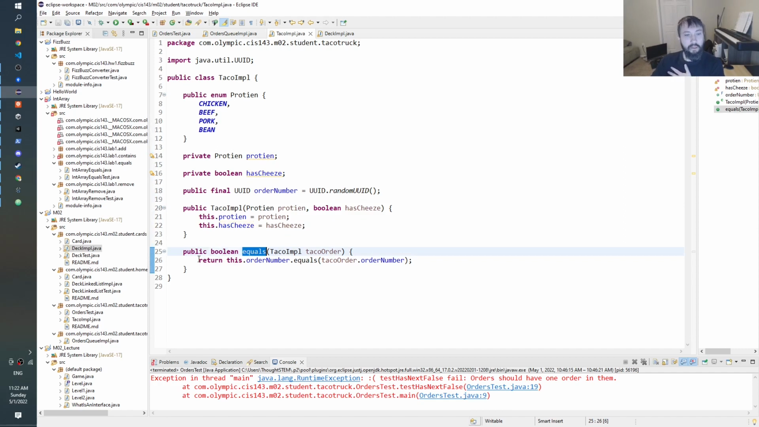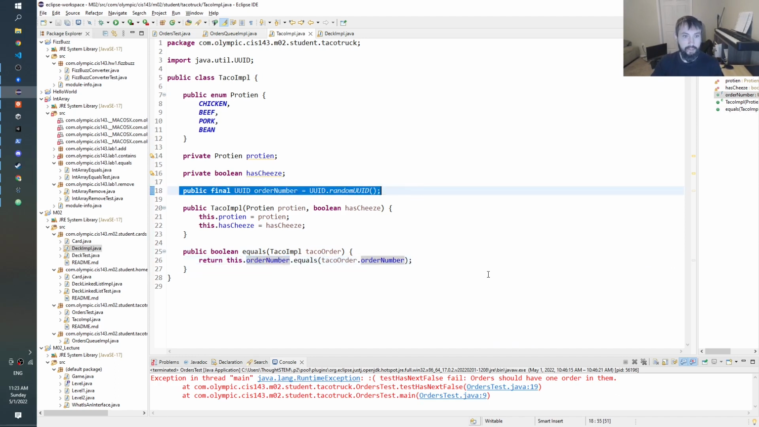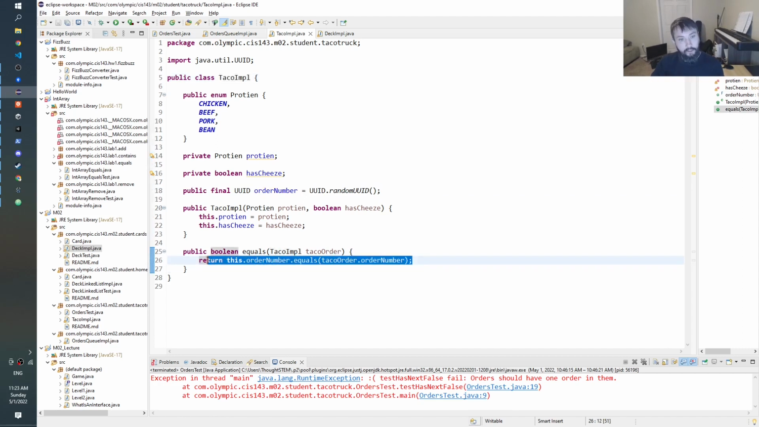Now, there is something that looks a little like an algorithm, and I would consider this a very simple algorithm, which is that this class allows you to detect equality with other objects of the same type. So if you have a taco impl, you can check if it equals some other taco impl. And it does so by, here's the algorithm, this is the algorithmic part, comparing the order numbers. So that's the other thing going on in this class, it's storing a random number that denotes the order number for this taco. And so here's a small algorithm.